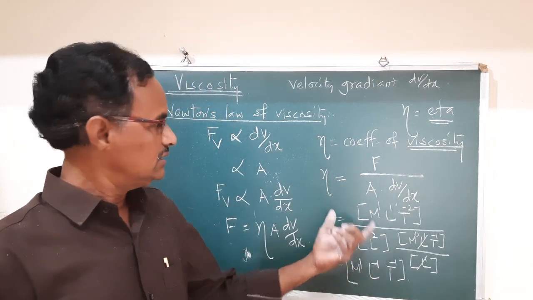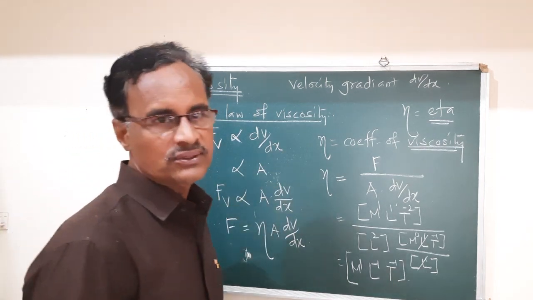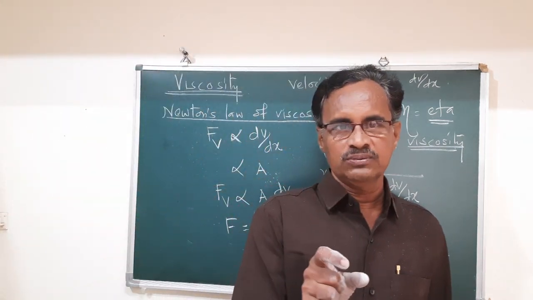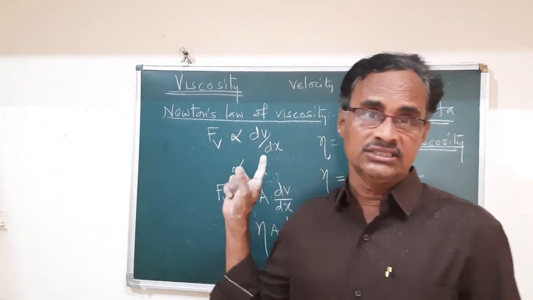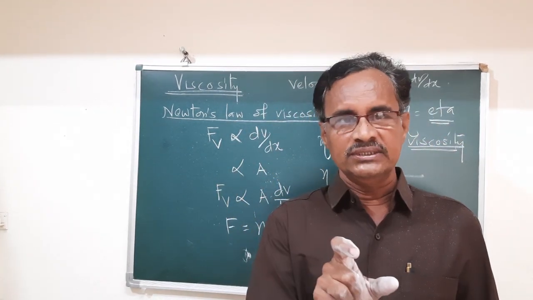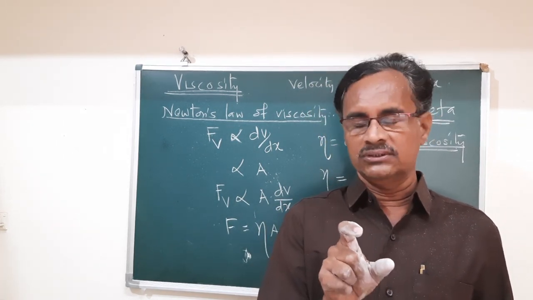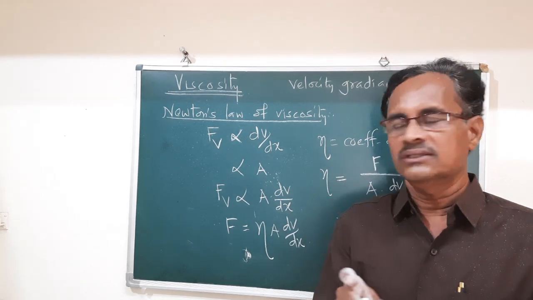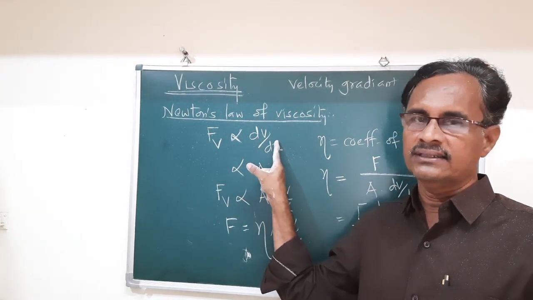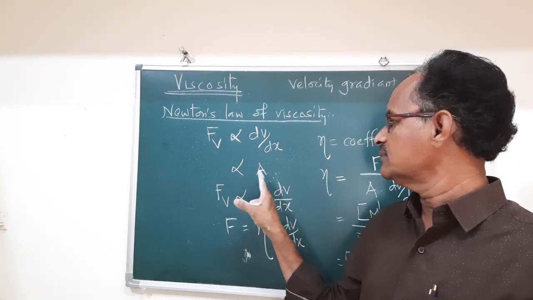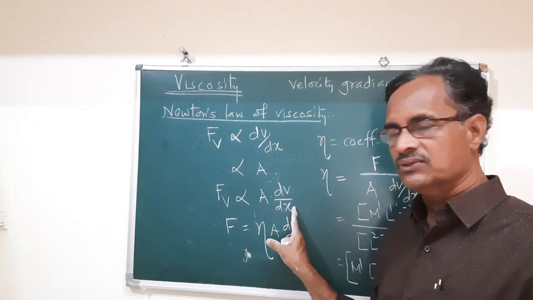Now, this is about Newton's law of viscosity. What is the statement of Newton's law of viscosity? The viscous force of an incompressible or ideal fluid, which is the condition for streamline flow, is directly proportional to the velocity gradient, and again it is directly proportional to the area of cross section. This is the statement of Newton's law of viscosity.